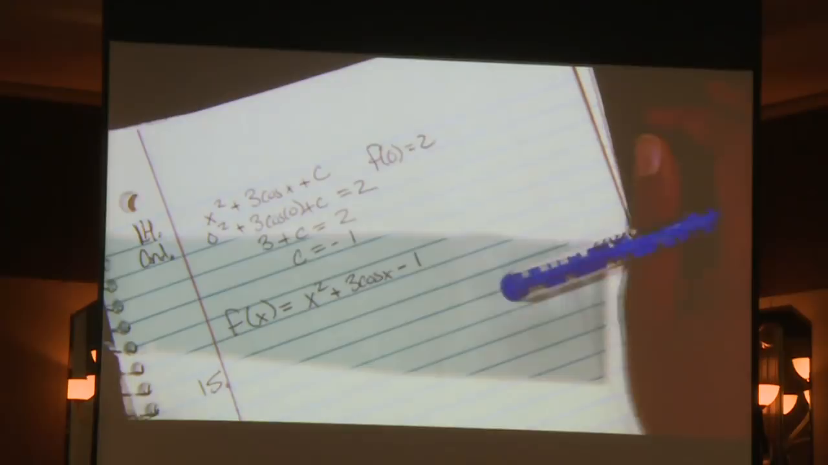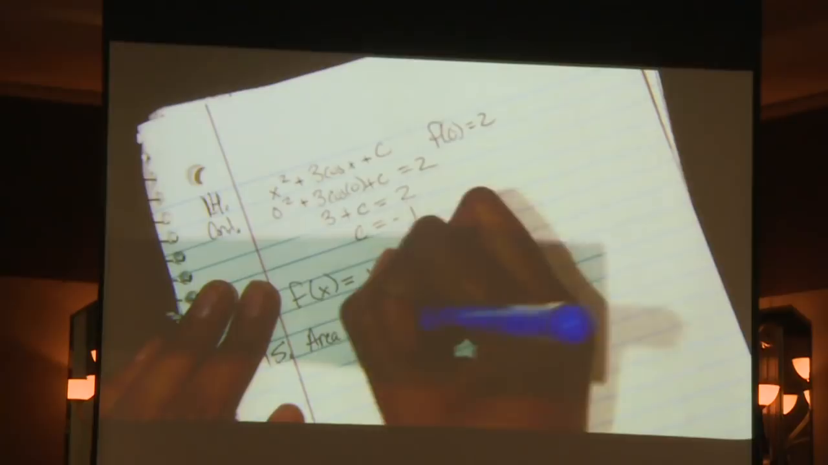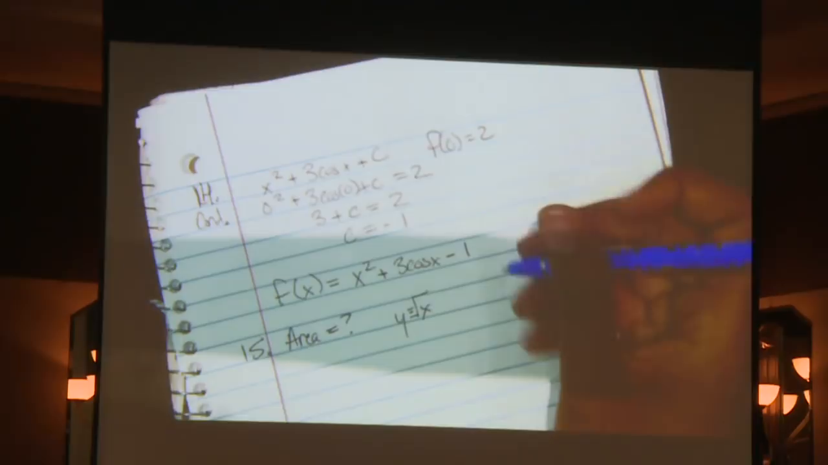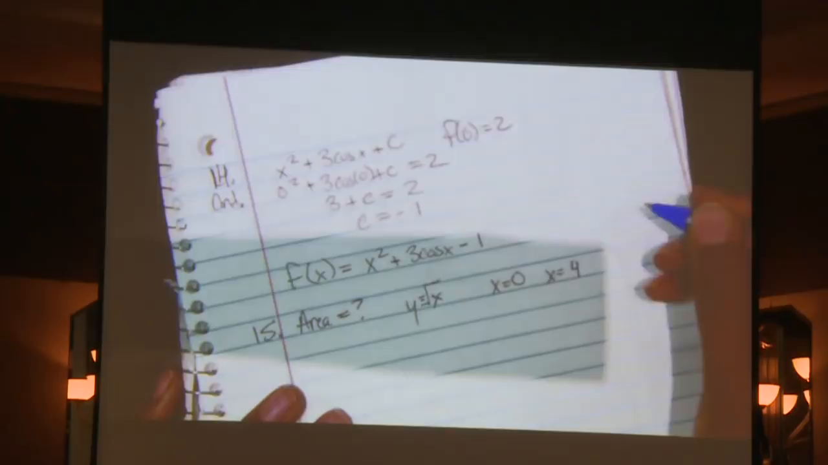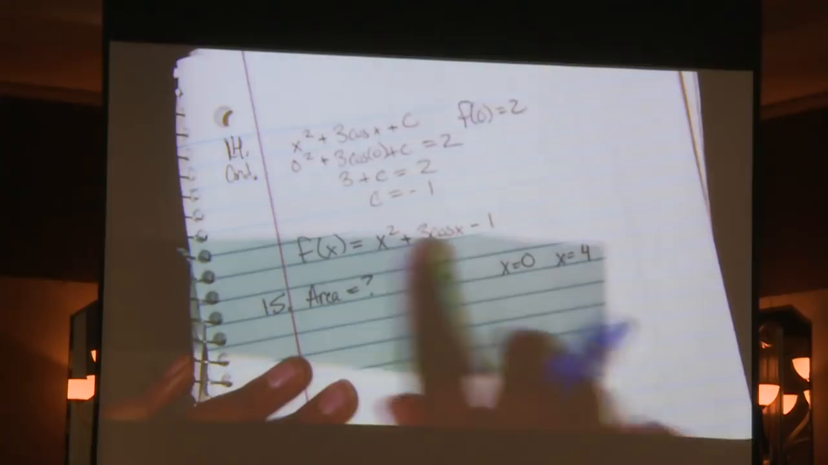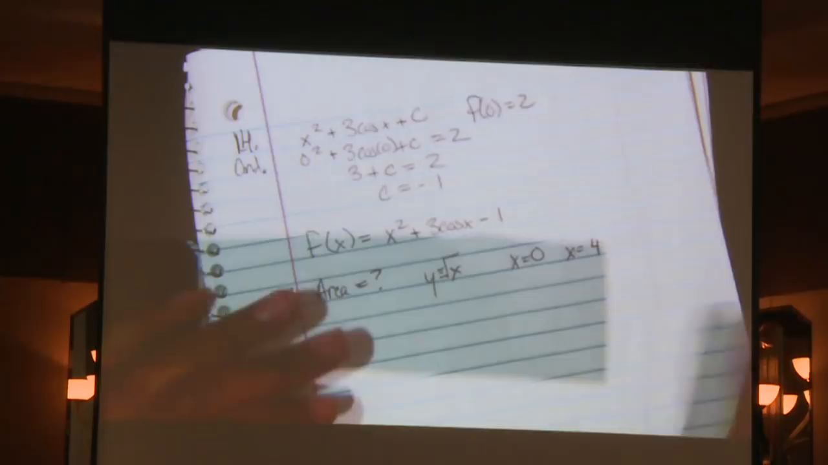Okay. Number 15. Number 15 says, find the area of the region under the curve. This is my curve, above the x-axis from x equals 0 to x equals 4. And it's saying above the x-axis because it's just accounting for your negative numbers, because you can't take the radical. You can, but you're not using imaginary numbers.